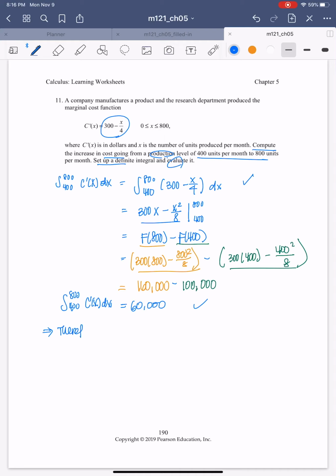So just writing a sentence. Therefore, the increase in cost going from 400 units per month to 800 units per month is 60,000.